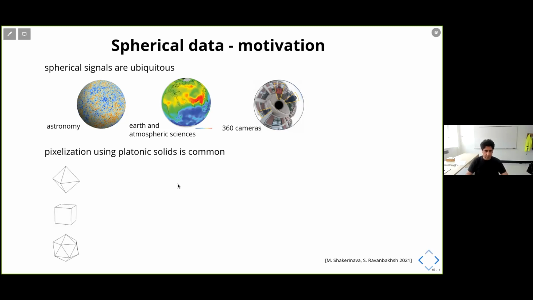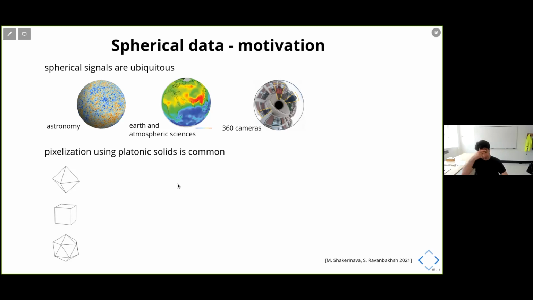And one common way of modeling spherical data is to pixelize a platonic solid. And the choice of platonic solids is because these are highly symmetric. These solids are face, edge, vertex transitive. That is, you can move any vertex to any other vertex, or any face to any other face. And these are the only ones that have that property. They're very useful in approximating the symmetries of the sphere.